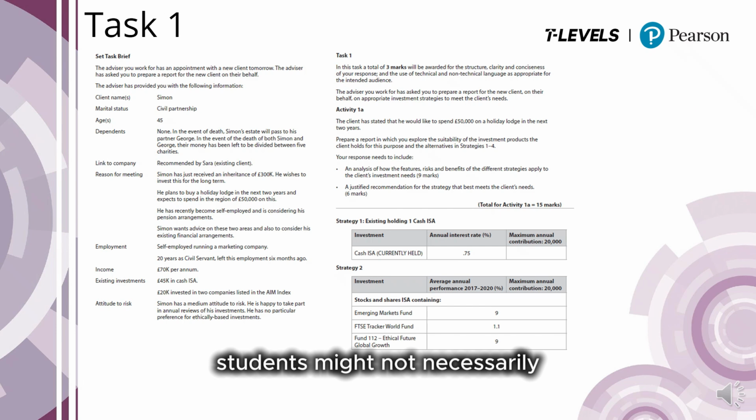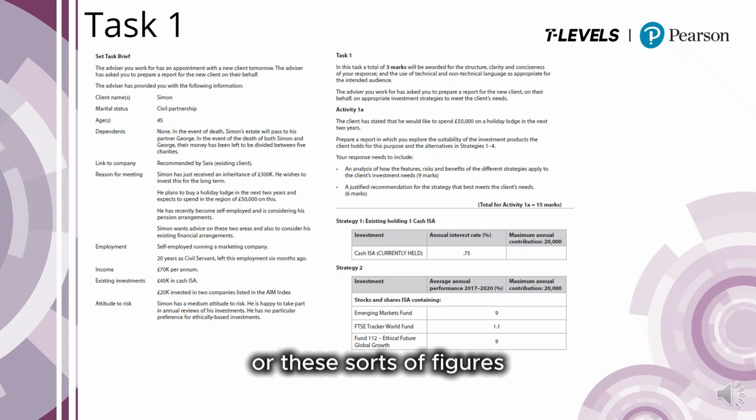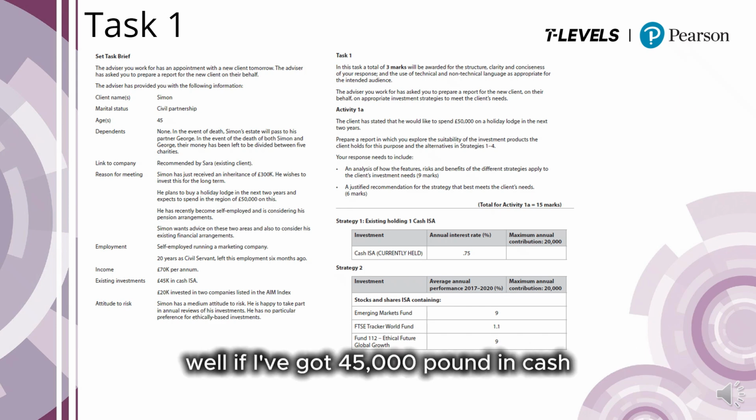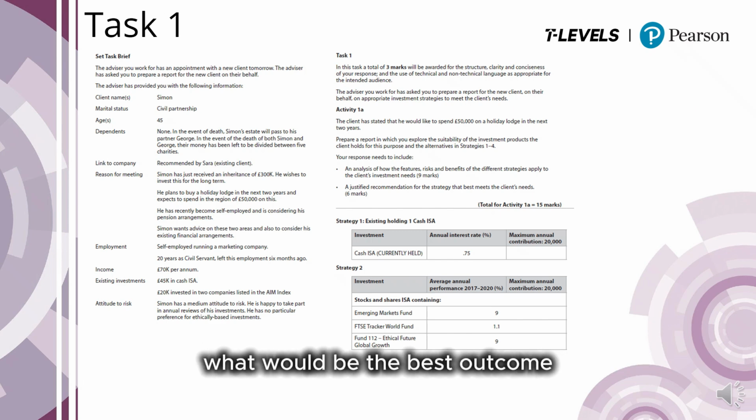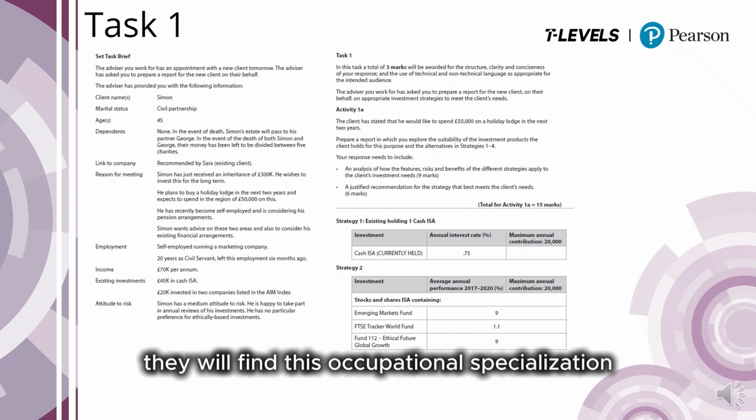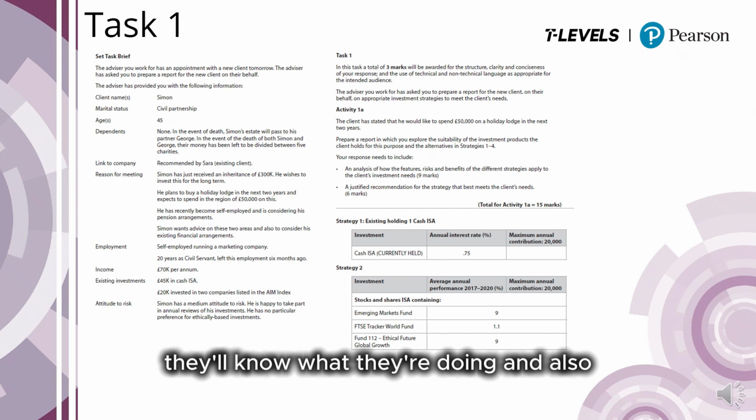Students might not necessarily have thought about these sorts of investments or these sorts of figures prior to starting on the T level. So the sooner you can get them used to having conversations around, well, if I've got £45,000 in cash and £20,000 in shares, and then I've got this income and I want to do that, what would be the best outcome? The easier they will find this occupational specialism, because they'll be comfortable with it. They'll know what they're doing.